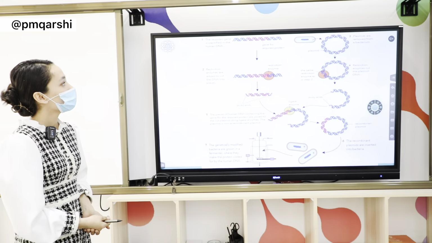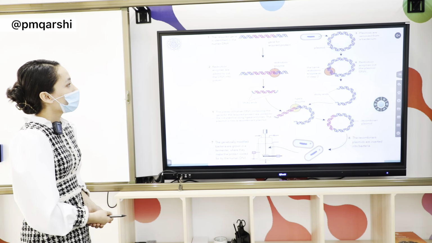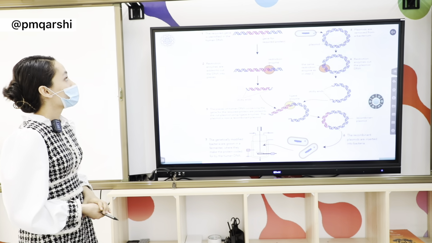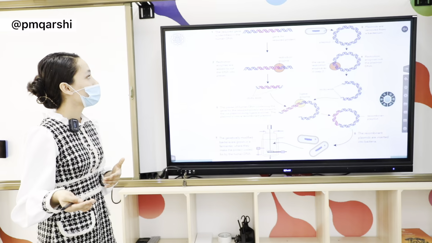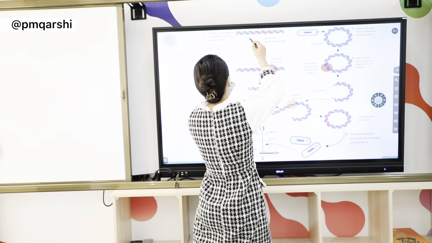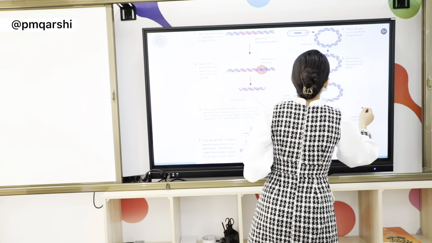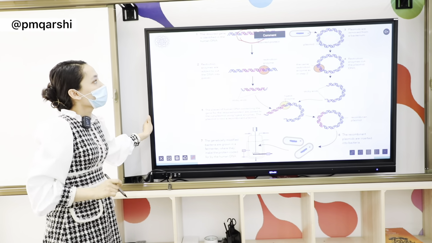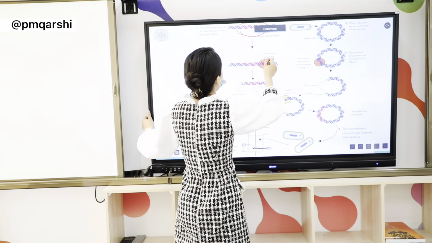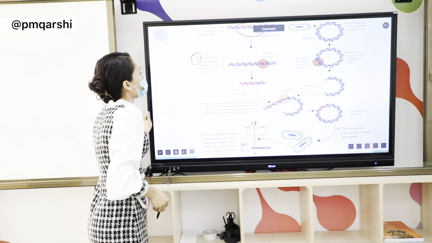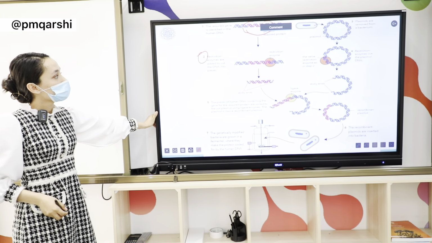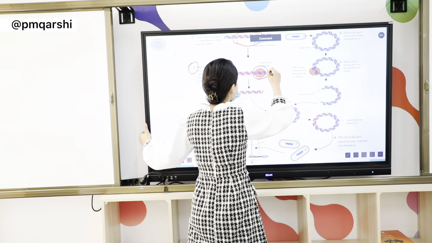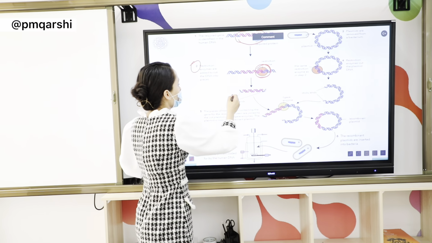This process, genetic modification: first step, the required gene is identified in the human DNA. This red part is the essential DNA part. Next step, restriction enzymes are added to cut the DNA into pieces. This restriction enzyme separates sticky ends.